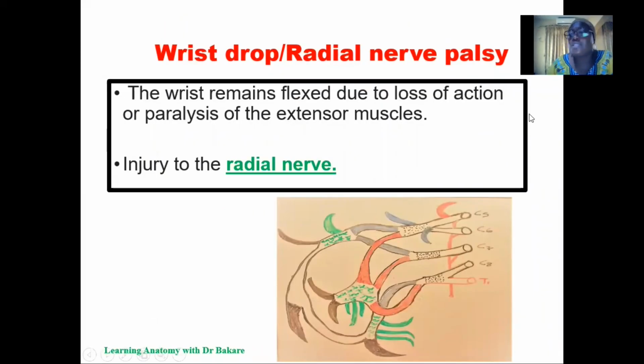We also have wrist drop. Wrist drop may also be referred to as radial nerve palsy because it's an injury to the radial nerve that causes the wrist to drop. And this occurs when the wrist remains flexed due to loss of action of the extensor muscles. Remember, we talked about the extensor muscles in the posterior part of the upper limb that are supplied by the radial nerve. If the action of this nerve is lost, there's not going to be the pulling effect of extension of the wrist. So it's going to cause the dropping of the wrist as a result of injury to the radial nerve.